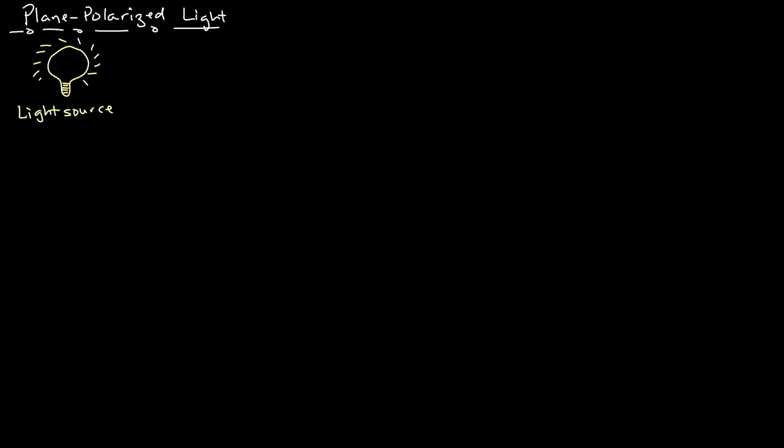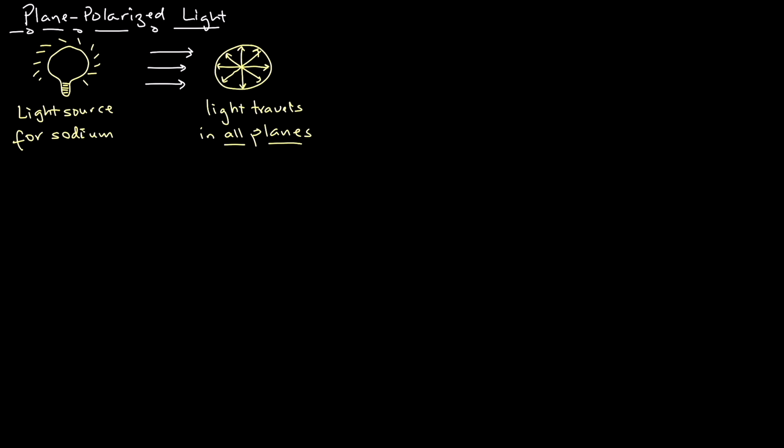Okay, so in our discussion of plane-polarized light, the first thing I want you to do is consider a light source. This light source can come from any type of element, but especially when it comes to this kind of experimentation, we're going to consider a light source from sodium. It's going to travel through space in all planes. So you can think about it as all planes around a circle. You're going to imagine that light just traveling in a straight line across all planes.